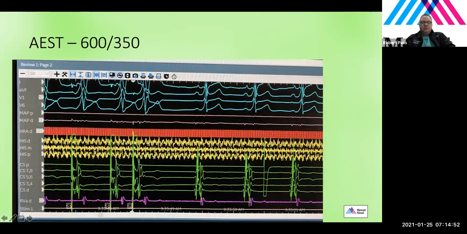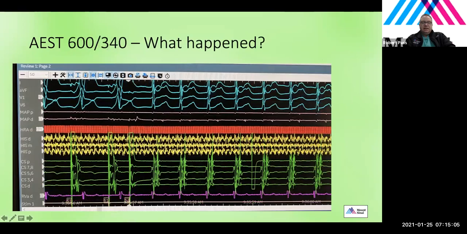All right, so now we start doing atrial extrastimulus testing. So here we are at 600, 350. We see that we're still pre-excited. And then 600, 340, something happens. So why don't I go back to Sergey. Sergey, what do you think happens here when we went 600, 340? And I'll point out, this is where the premature atrial impulse has been put in at 340.